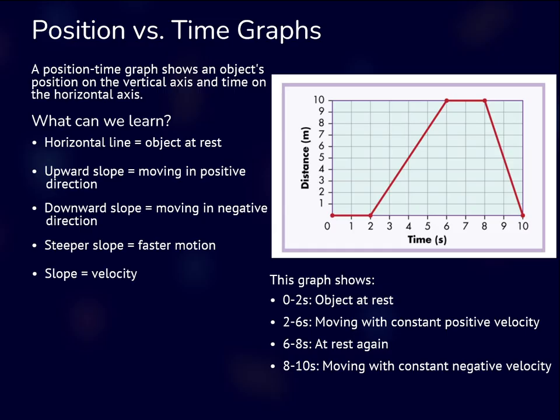Position time graphs help us visualize motion. A flat line means no change in position, meaning, in our case, the sled is resting, maybe pausing on a hill. An upward slope means it's moving forward. A downward slope means it's going backward. A steeper slope means it's going faster. So the slope of the line is the velocity. If the sled goes from 0 meters to 10 meters in 4 seconds, that's 2.5 meters per second. It's like reading the sled's story. Each part of the graph tells us what it is doing.